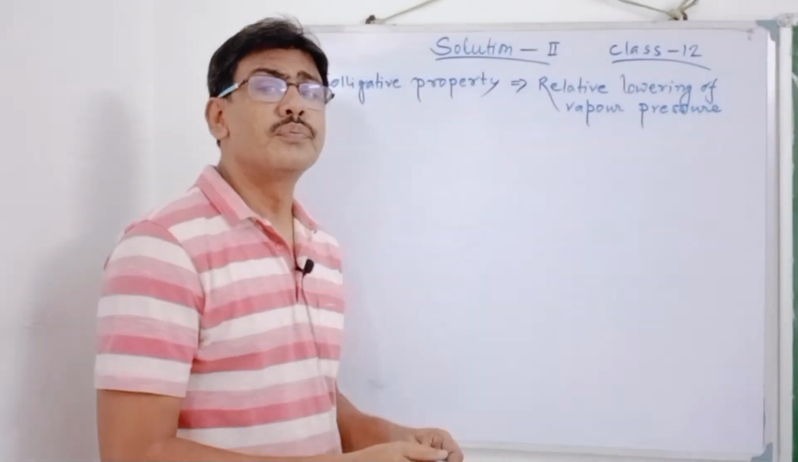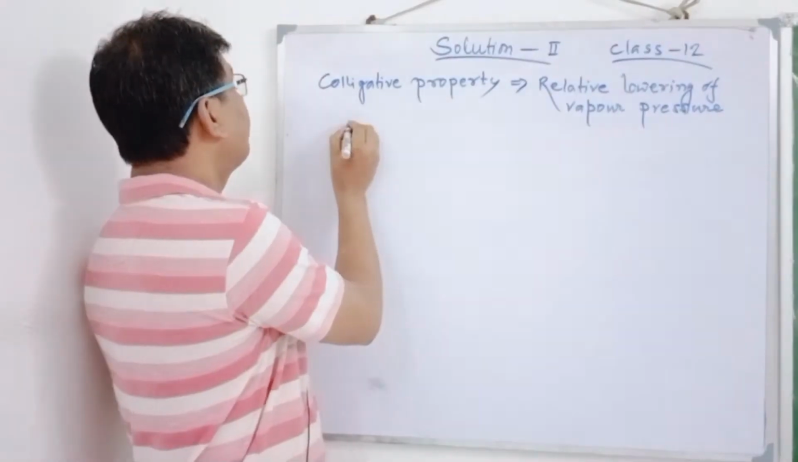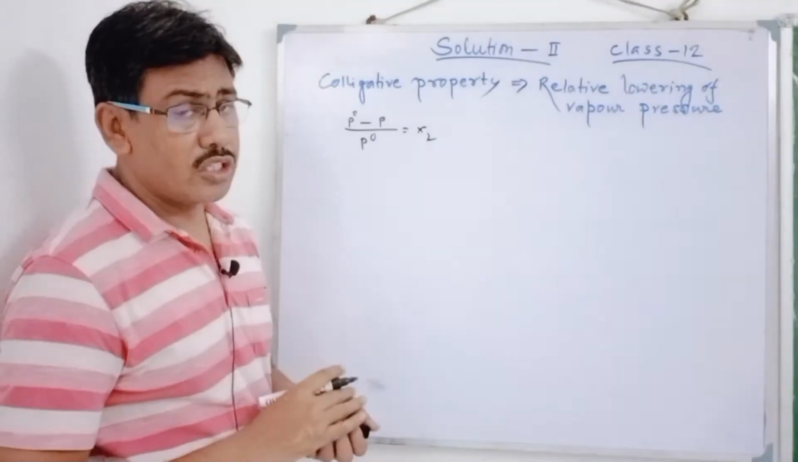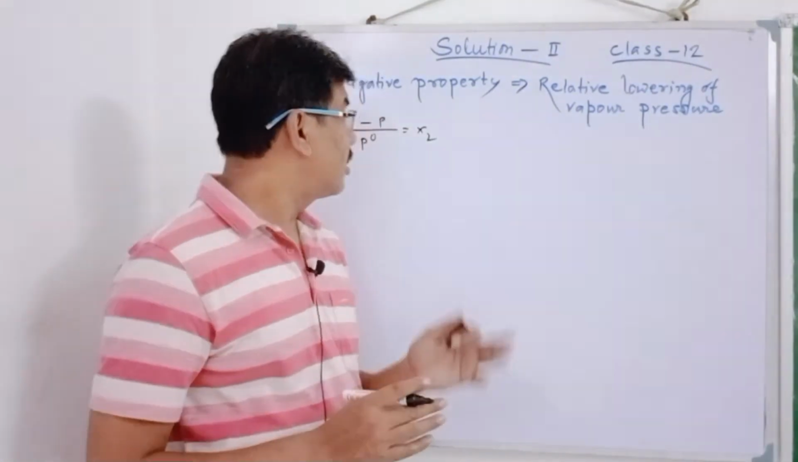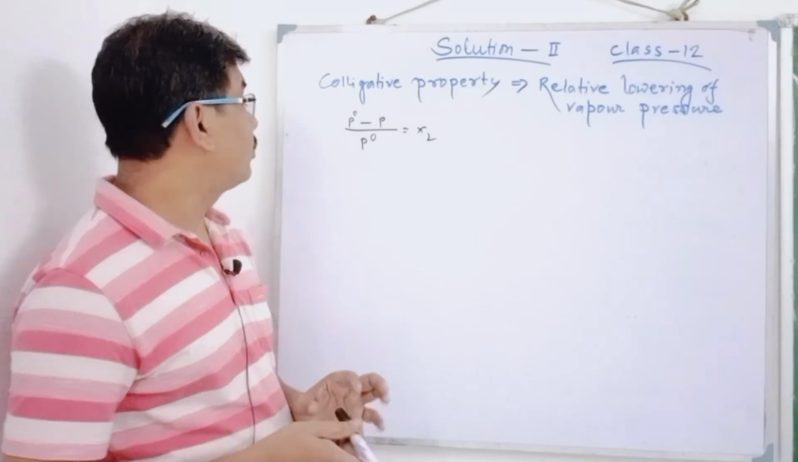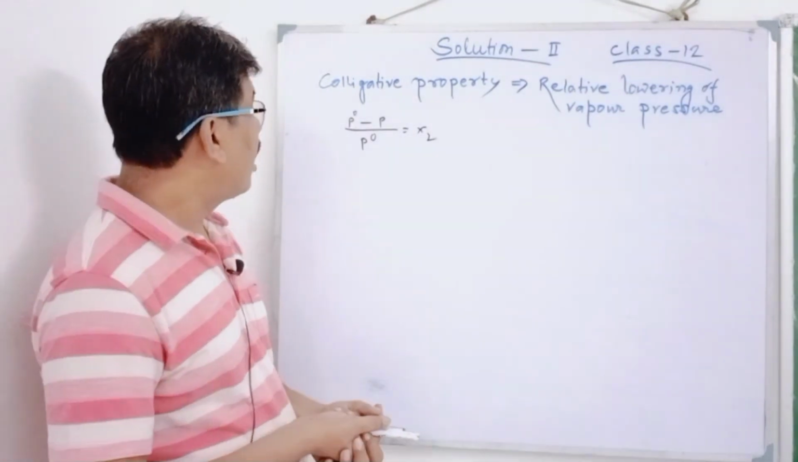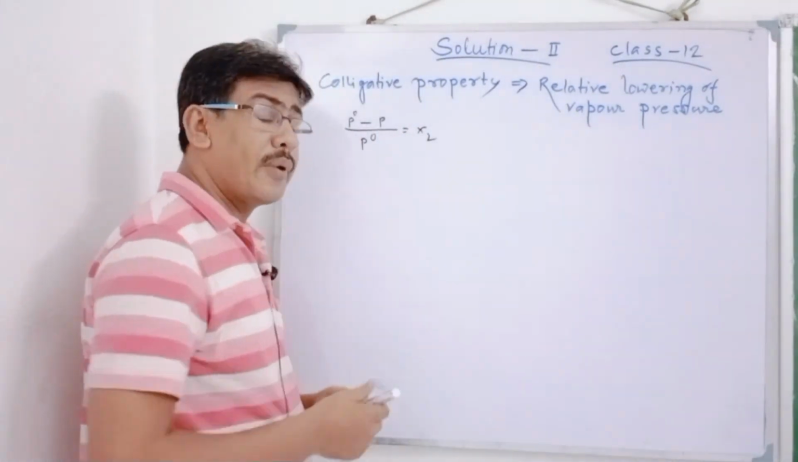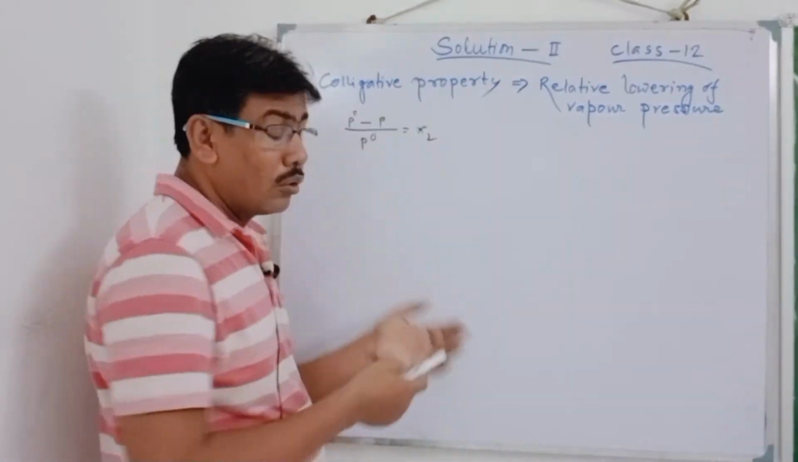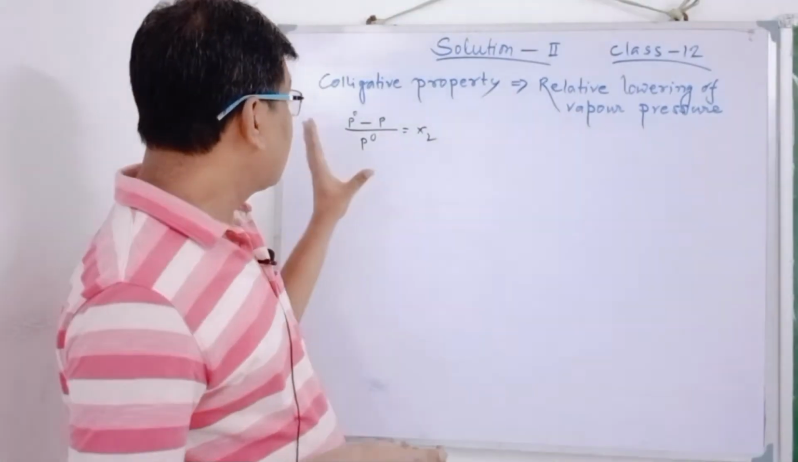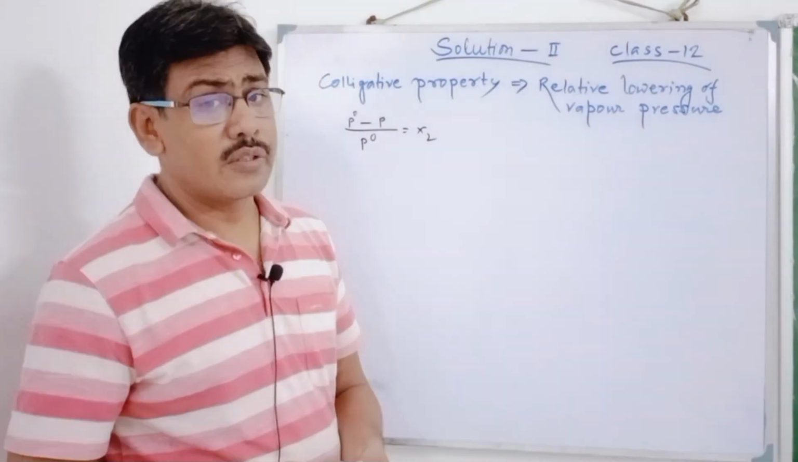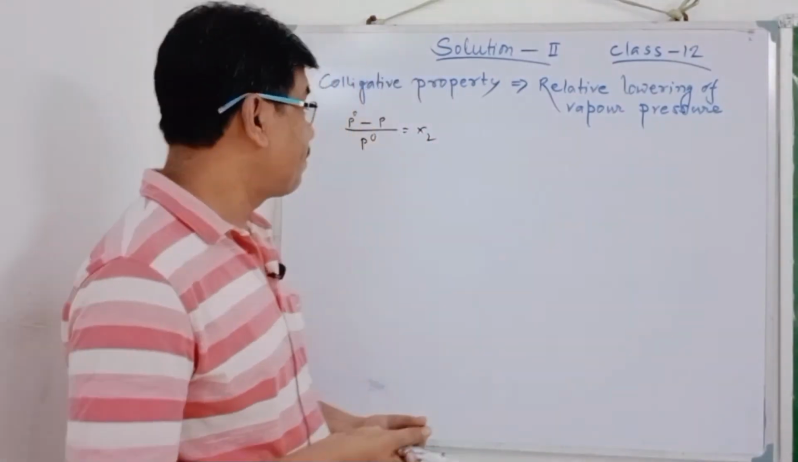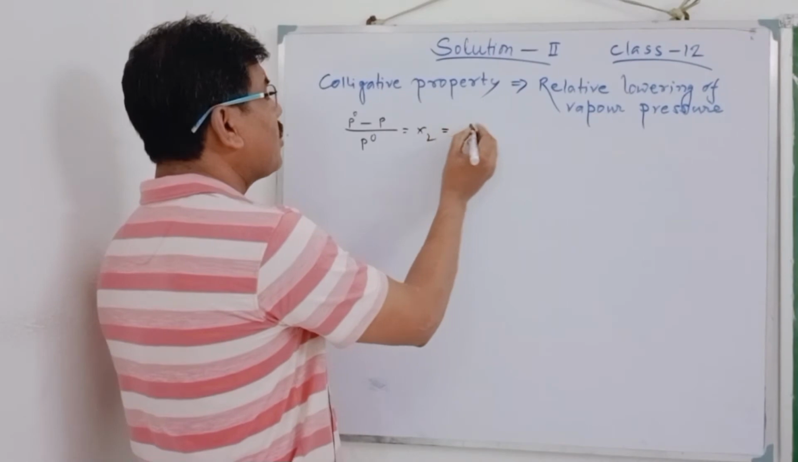According to the rule, we may write (P naught minus P) by P naught equals X2, where P naught is the vapor pressure of pure solvent, P is the vapor pressure of the solution, and X2 is the mole fraction of the solute. But this law does not depend on the temperature, because this is a relative matter, so it does not depend on the temperature. This is temperature independent.